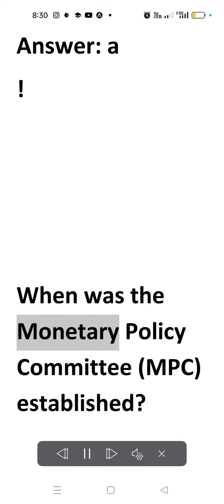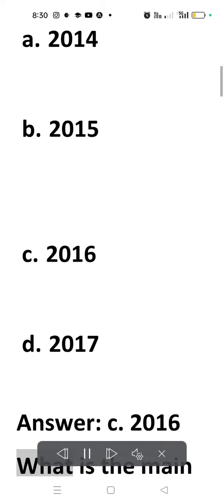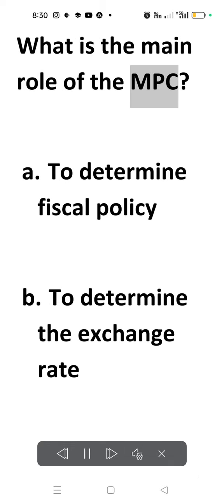When was the Monetary Policy Committee, MPC, established? 2014, 2015, 2016, 2017. Answer: C, 2016.